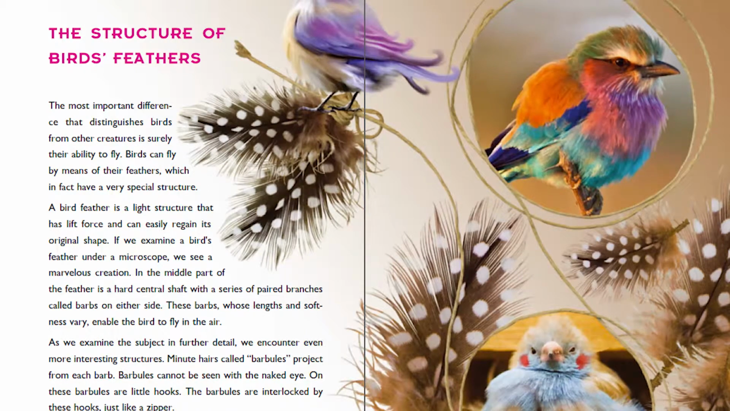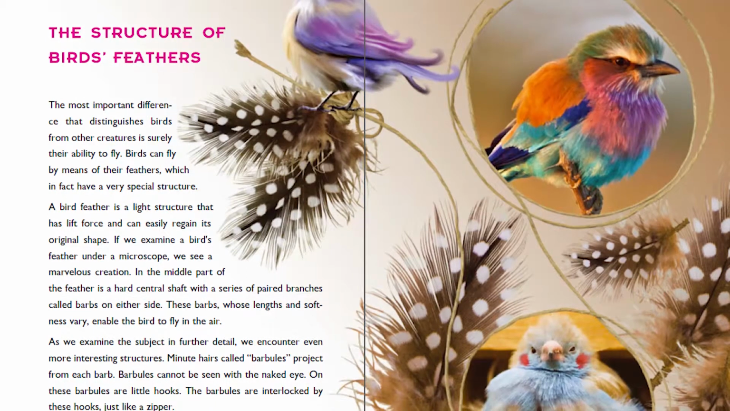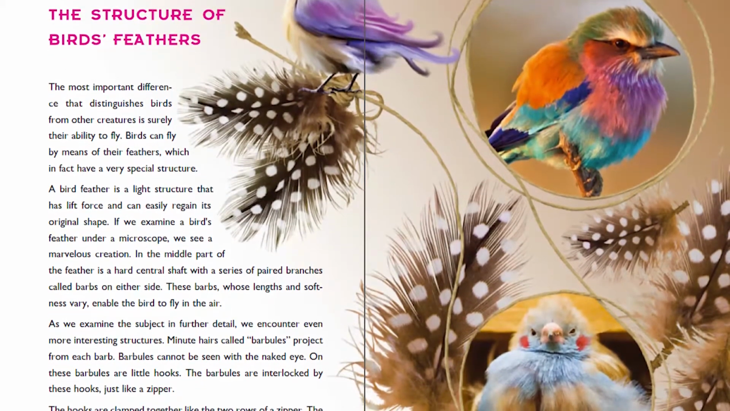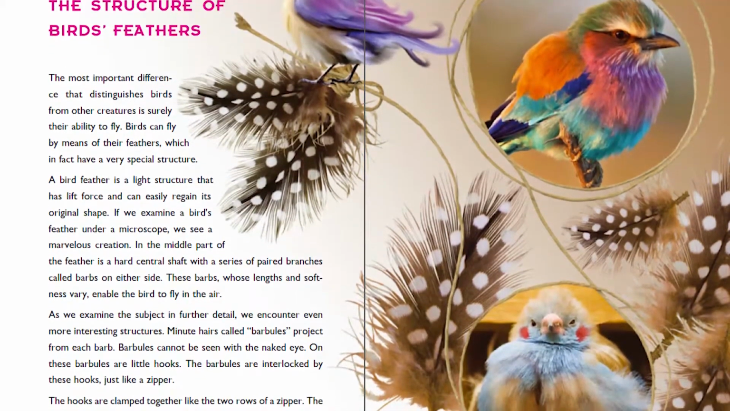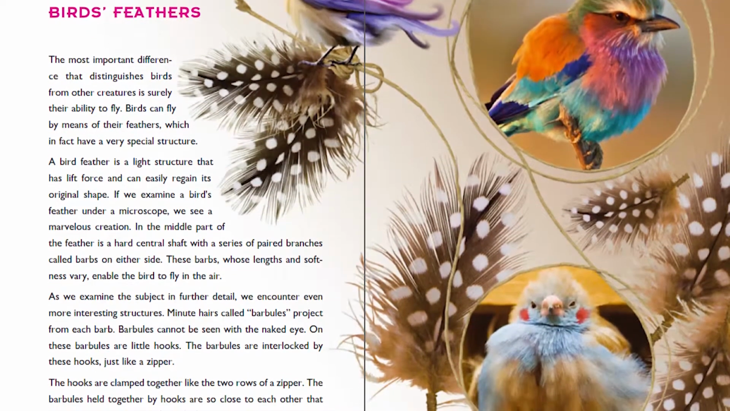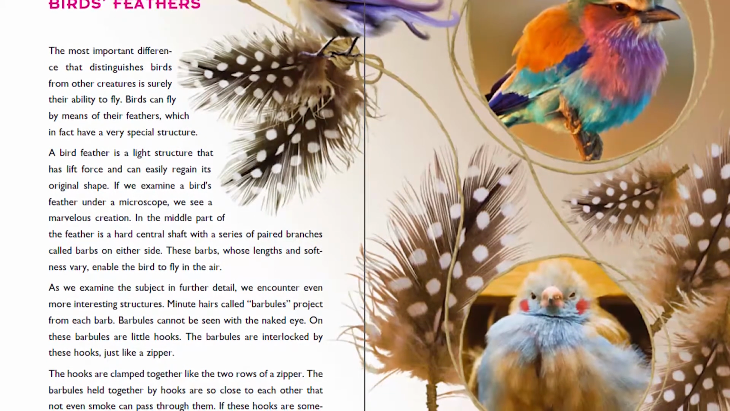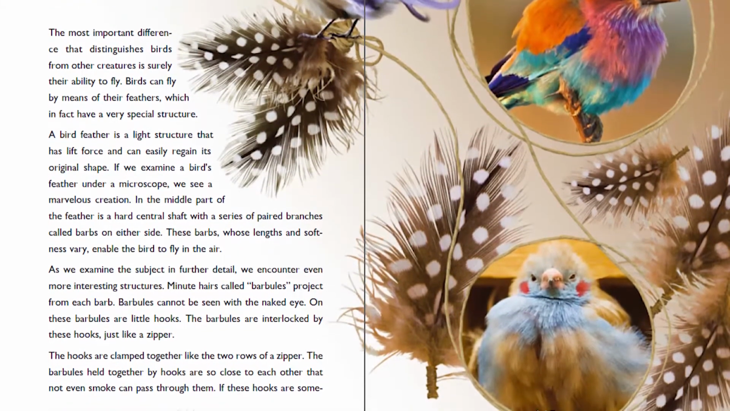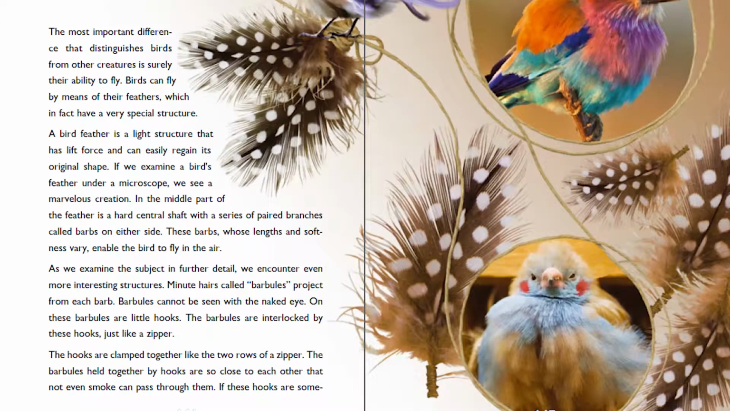If we examine a bird's feather under a microscope, we see a marvelous creation. In the middle part of the feather is a hard central shaft with a series of paired branches called barbs on either side. These barbs, whose lengths and softness vary, enable the bird to fly in the air. As we examine the subject in further detail, we encounter even more interesting structures.